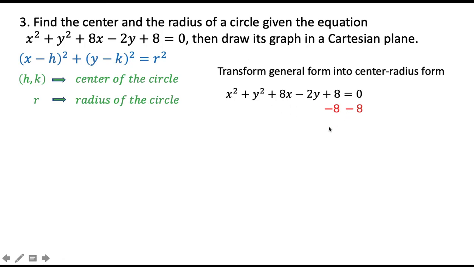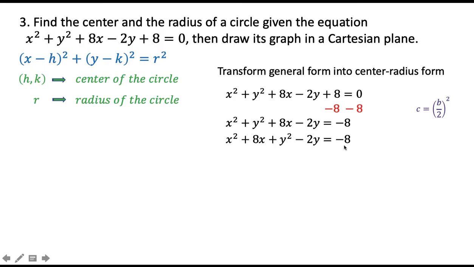So that is by adding negative 8 to each side of the equation. This gives us x squared plus y squared plus 8x minus 2y equals negative 8. Then from here, we're going to rearrange, putting the same variables together. So x squared plus 8x, then y squared minus 2y.